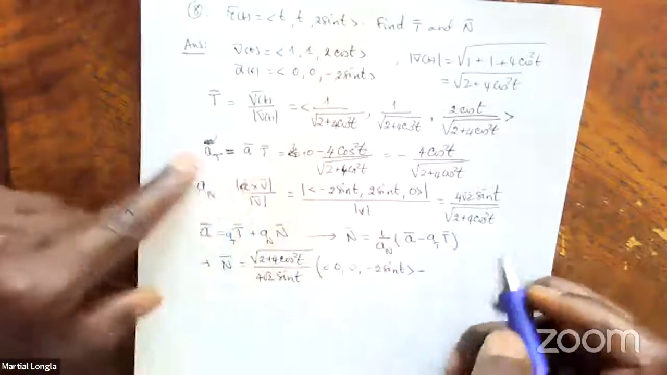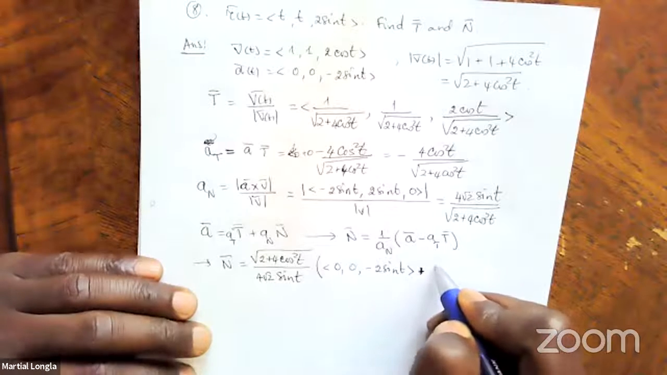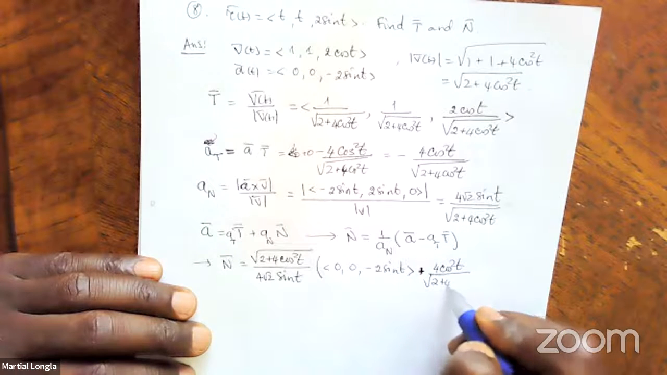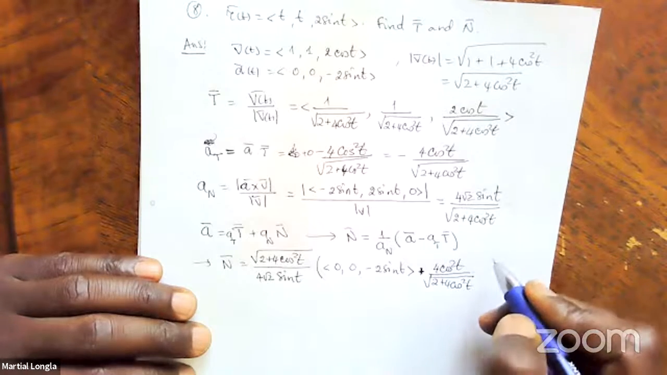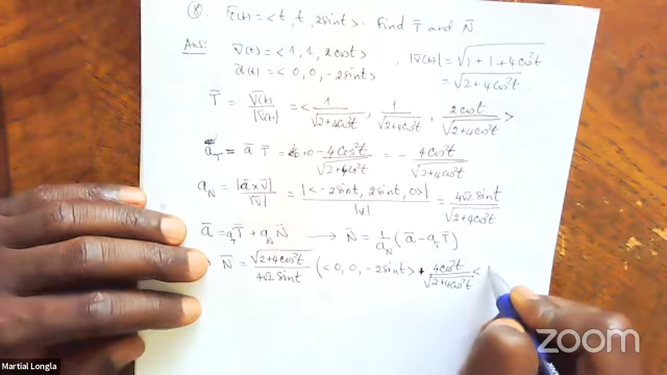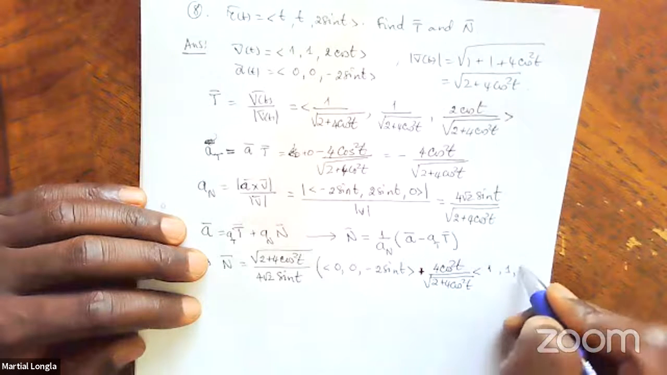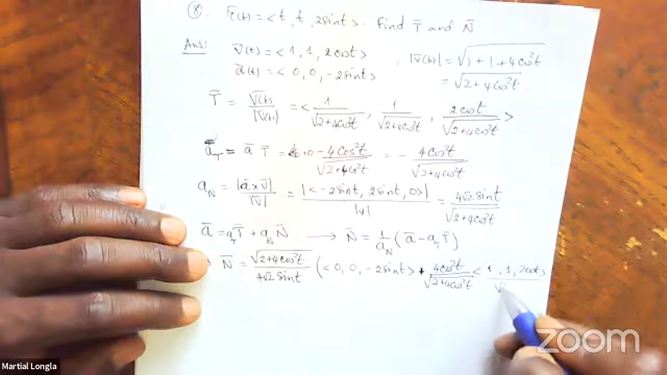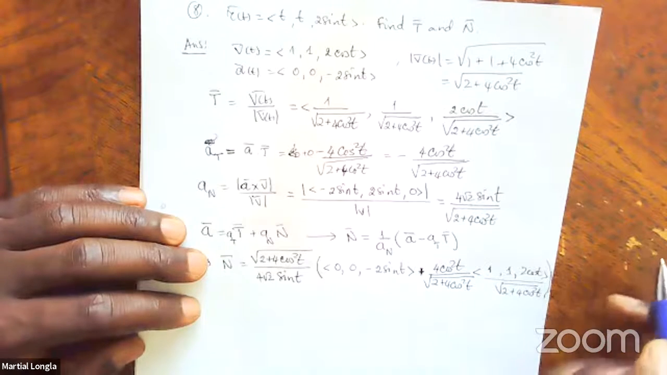Minus AT, minus and minus, that's plus 4 cosine squared t over root 2 plus 4 cosine squared t times t, which is 1. Let me see it this way. 1, 1, 2 cosine t over square root of 2 plus 4 cosine squared t. These things cancel.